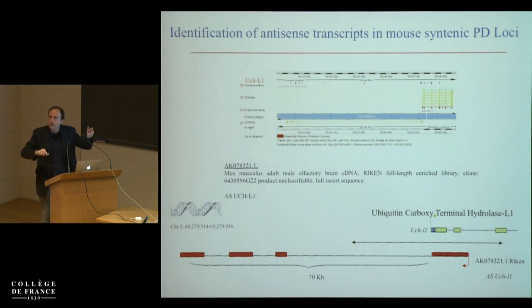The transcript is 2 kilobases. I want just to point out that the overlapping region, this is not in scale, is only of 73 nucleotides. And it involves the ATG of the UCHL1 transcript.